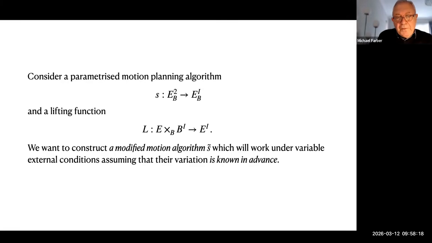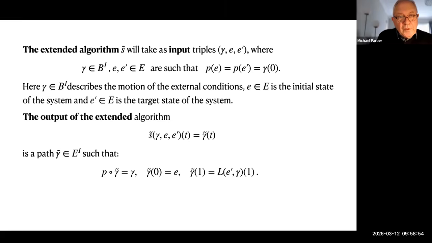And we can fix a lifting function on this bundle. So we assume that our fibration is a Hurewicz fibration, so it has a lifting function. We fix this L, and out of this S and L, we can construct a modified motion algorithm S tilde, which will work under variable external conditions, assuming that the variation is known in advance.